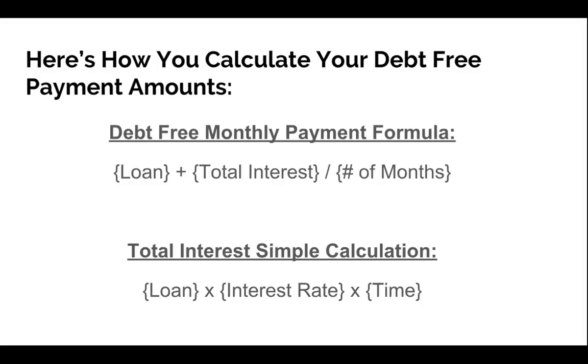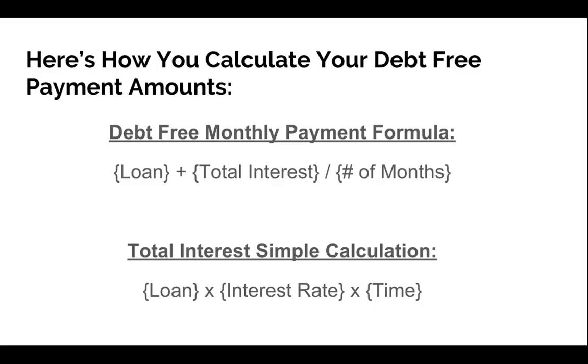So the debt-free monthly payment formula is this: your loan plus your total interest, divided by the number of months. That is your goal to pay off your loans, or what you think you can achieve. Now, your total interest calculation is your loan times your interest rate times time.